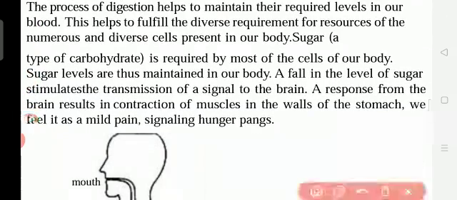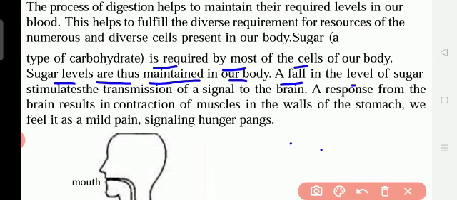Sugar is required by most of the cells of our body. When the sugar level is low in our body, we feel giddiness, like chakkar aana in Hindi. Some people say eat chocolate or take sugar. When the sugar level is down, we feel tired and weak. Where do we mostly get sugar from? From the carbohydrates present in the food. So sugar is very important for the body, and sugar levels are thus maintained in our body.